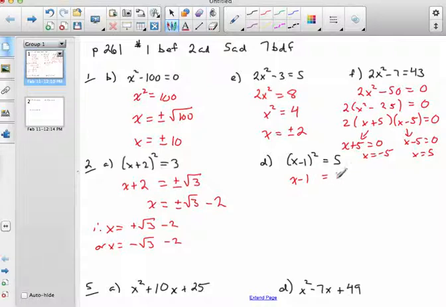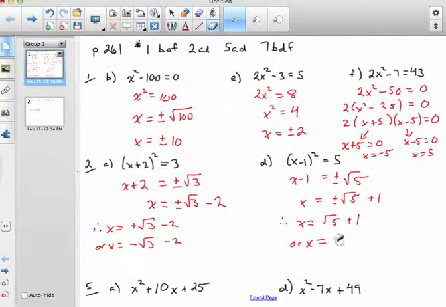x minus 1 is equal to plus or minus square root of 5. Therefore, x is equal to plus or minus square root of 5 plus 1. And we're left with our two answers. x is equal to root 5 plus 1, or the other solution that makes this equation work is negative root 5 plus 1. And you guys can put that in your calculator to get all those decimal answers.